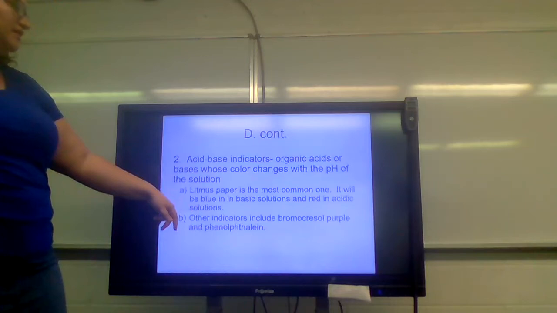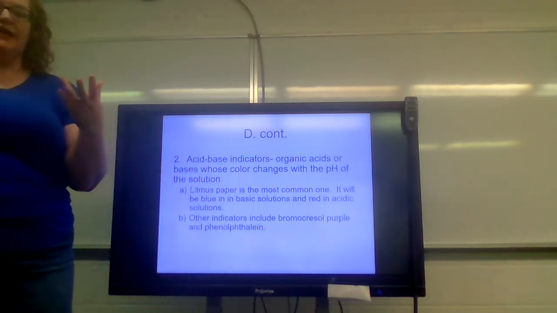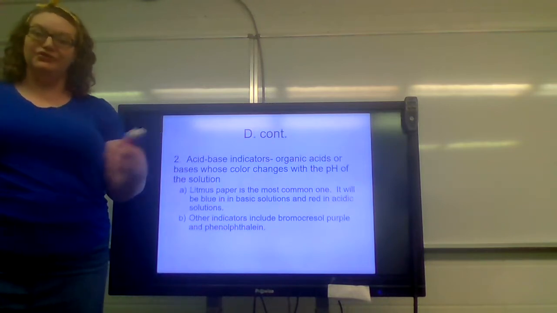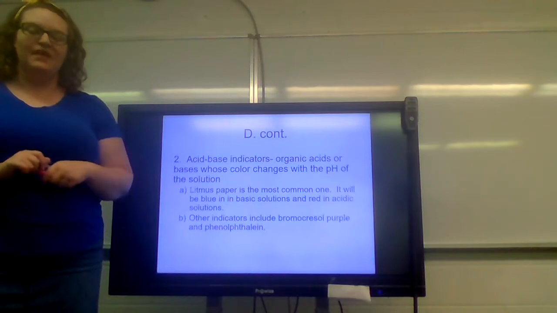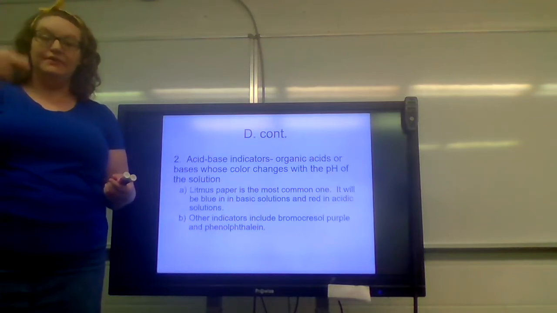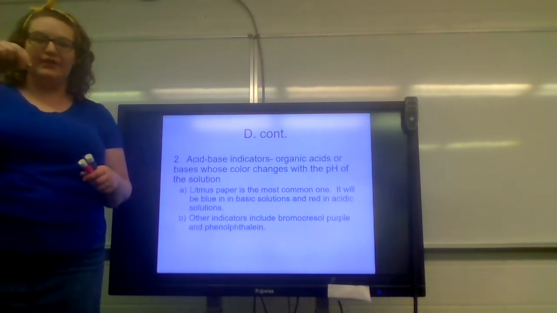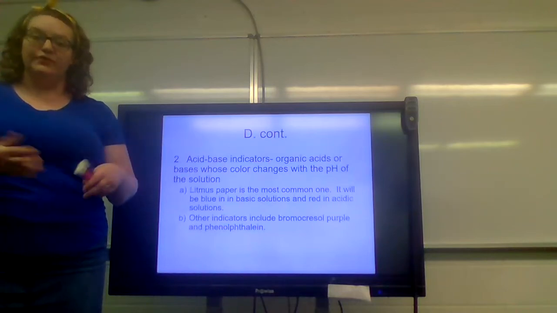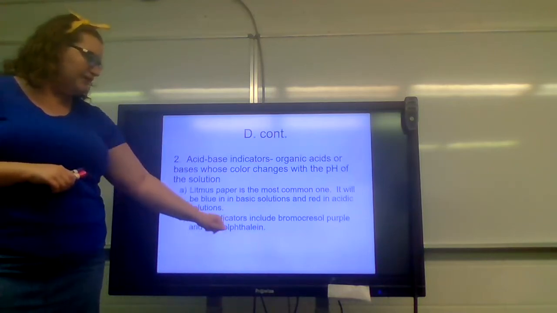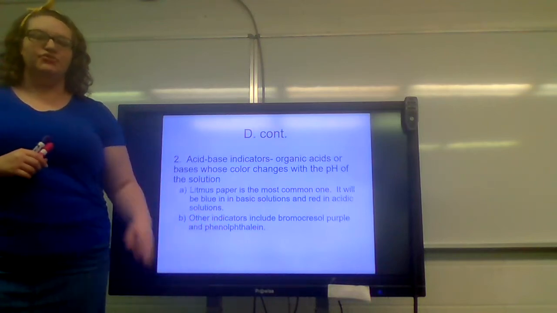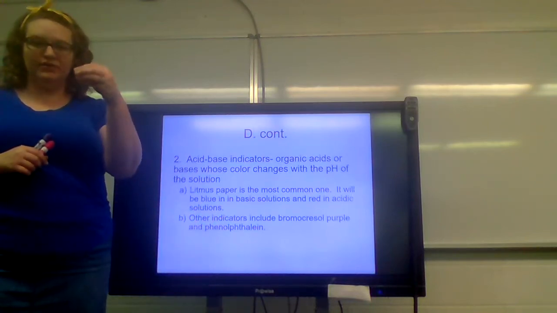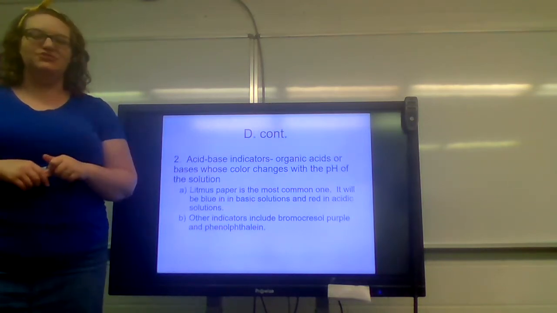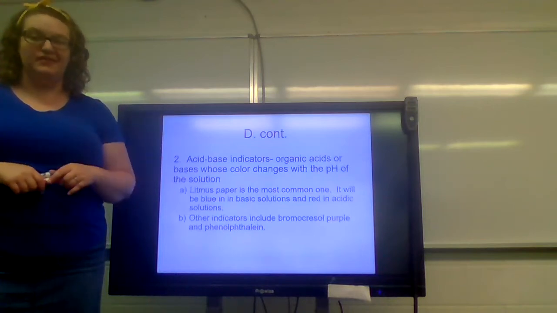Other indicators include bromocresol purple. If you guys were here, we would test it in the lab, because I have some in the lab. It's a liquid that you can drop into the acid or base, swirl it around, and it'll change color based on whether you are dealing with an acid or a base. And phenolphthalein, same thing. You drop some into the solution, swirl it gently, not shake, and it will change color depending on whether you're dealing with an acid or a base.